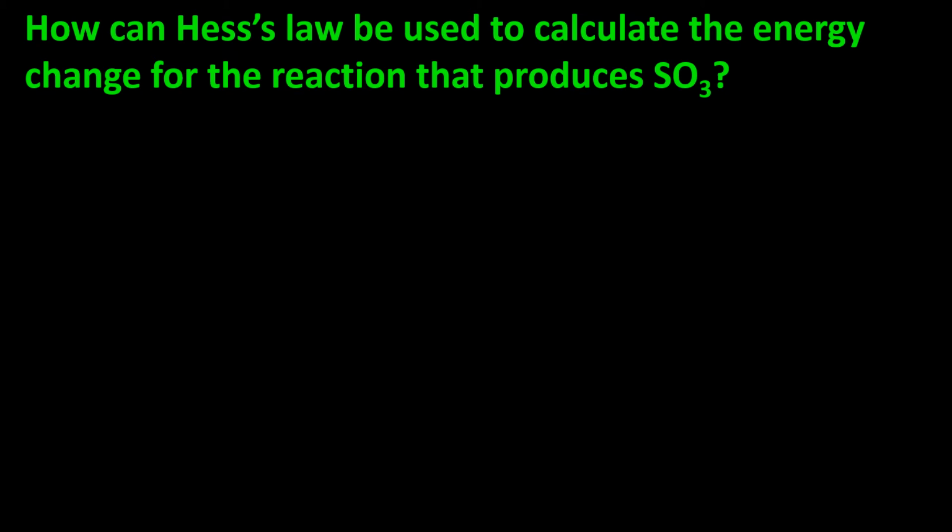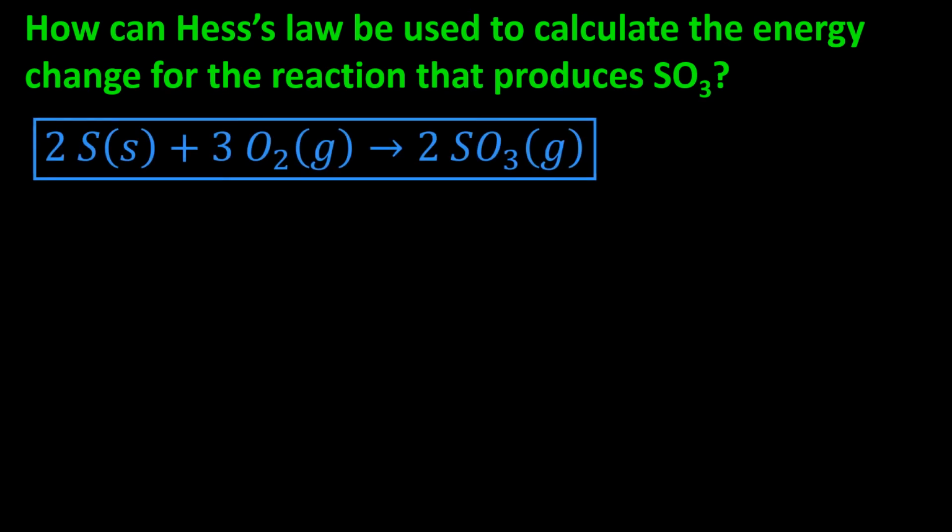So one of the equations that's kind of messy is the equation that produces SO3 gas. So the question we're going to look at is, how can Hess's law be used to calculate the energy change for the reaction that produces SO3? So the reaction we're looking at is 2 sulfur plus 3 oxygen gas goes and produces 2 SO3 gas. And we want to figure out what its delta H is.